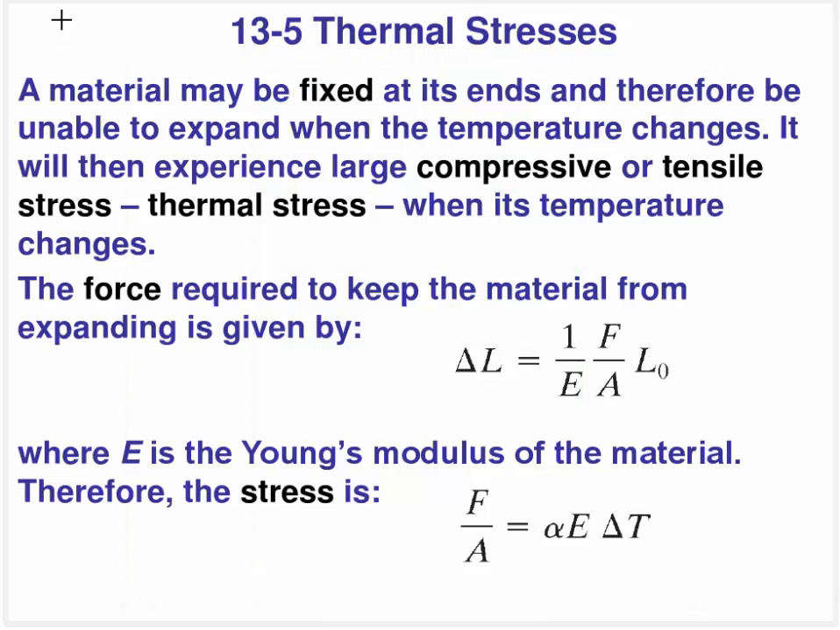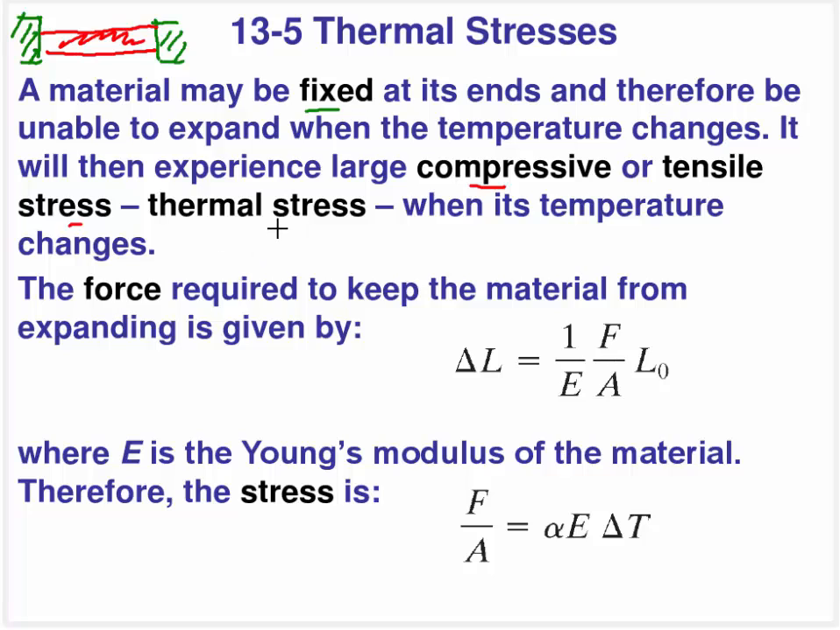Now, what happens if you have the material and you fix it at both ends? Kind of a bad idea. So here we have one surface, and here we have another surface, and we decide we're going to put, say, a metal I-beam in right here. Then if the temperature changes, it's going to want to expand, and it's going to undergo either a compressive or tensile stress depending on which direction you're stretching it in.